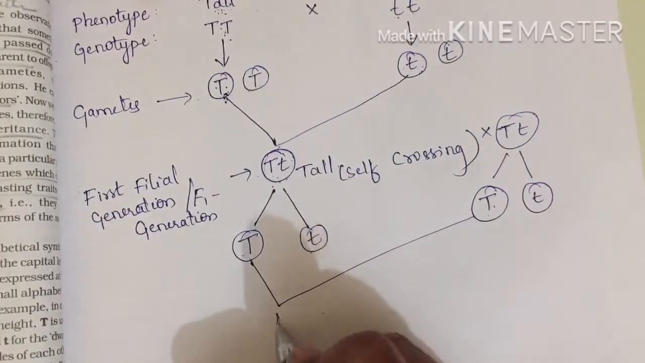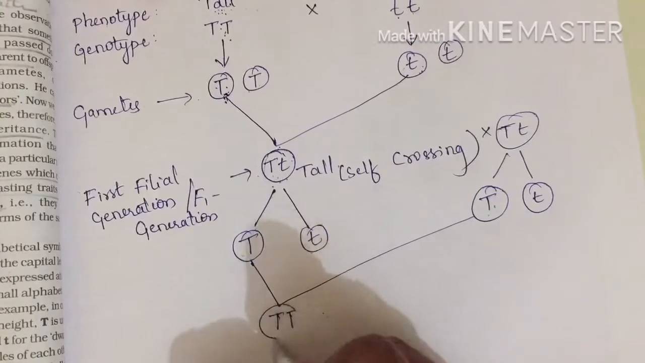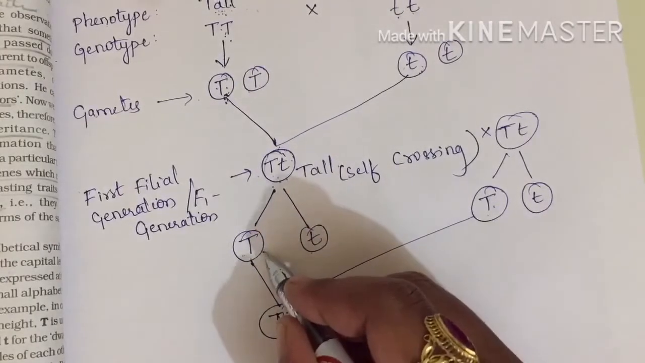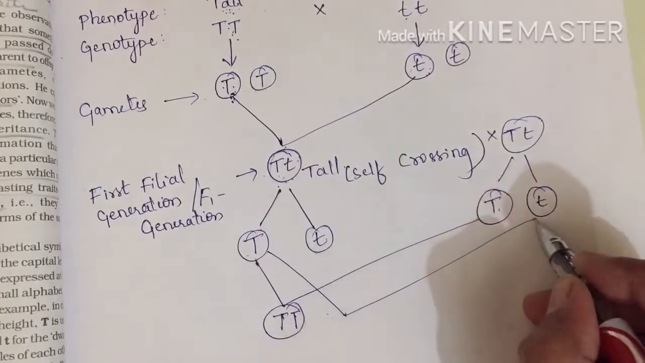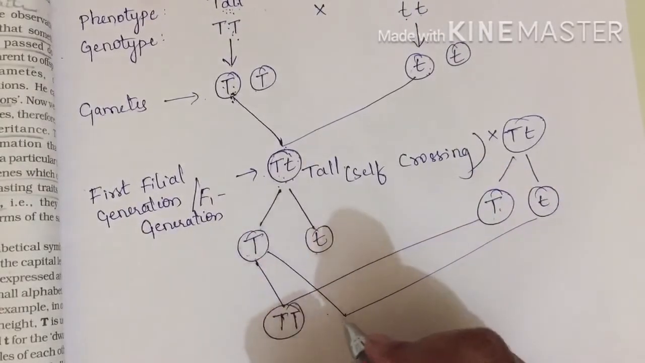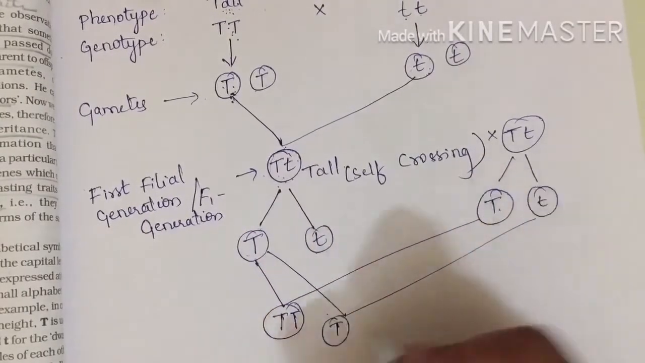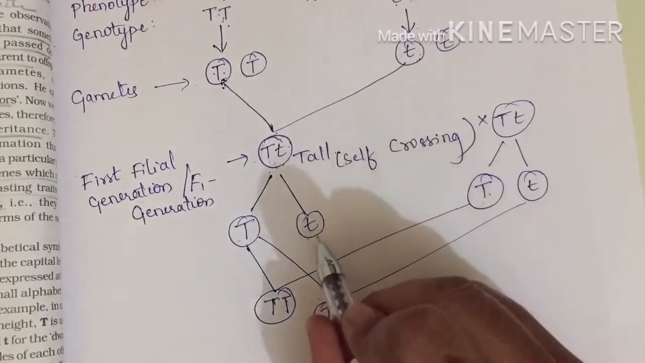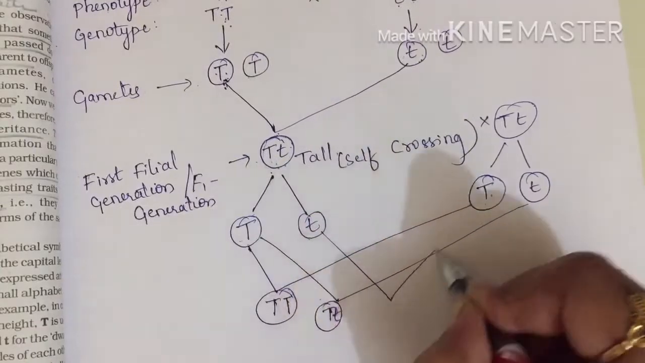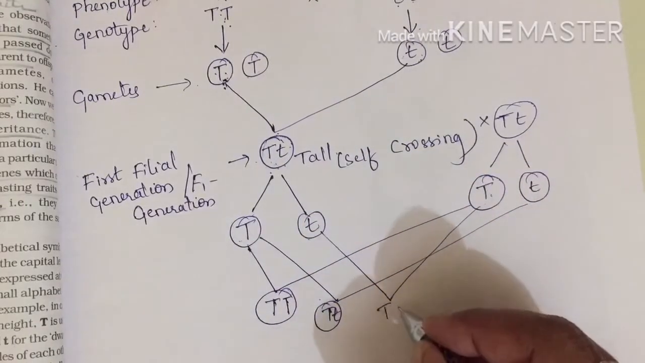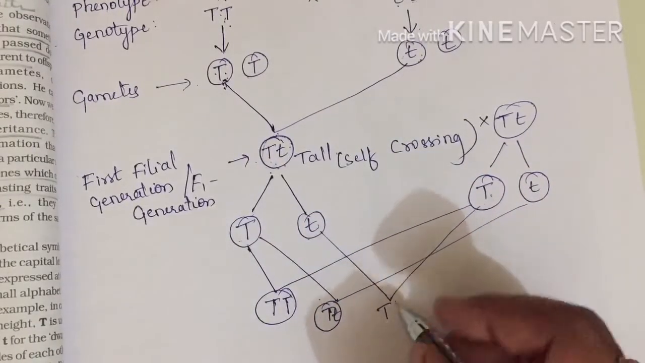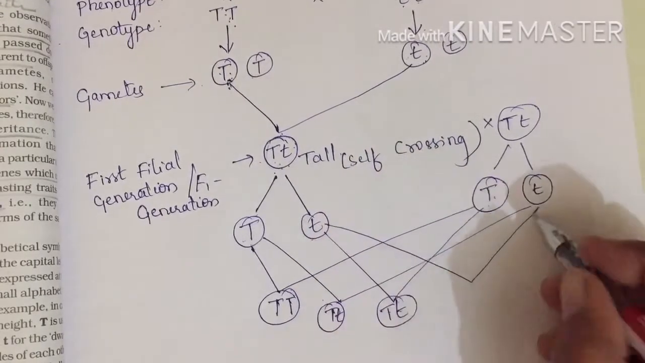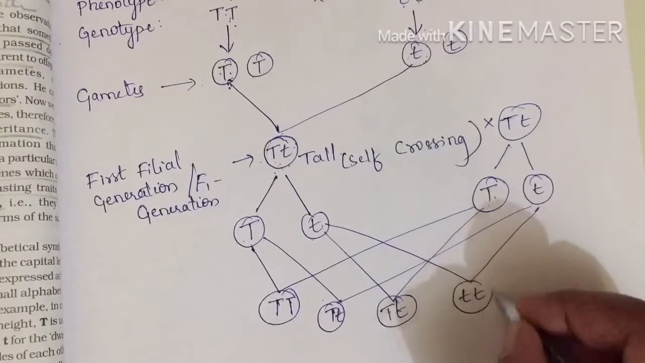So what will you get here? You will get a zygote of capital T, capital T. Then if you take the same capital T and cross it with this, what will you get? Capital T from here and small t from here. Again, this small t is crossed with capital T. Always we write capital first, right? So that's why capital T, small t, and then here small t, small t.